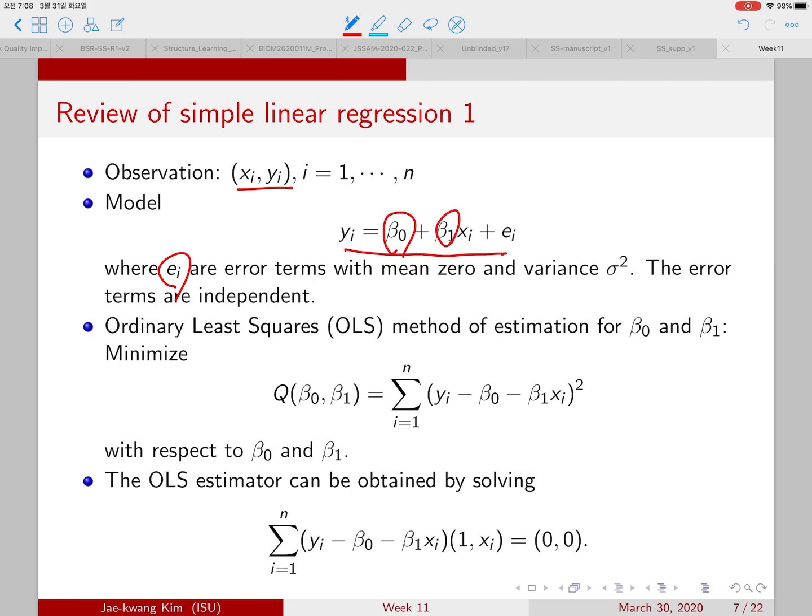One classical way of estimating the parameters is the ordinary least squares method, and it basically minimizes the sum of squares of the error terms. Mathematically, this is a function of the two unknown parameters beta 0 and beta 1. It's a quadratic function, so we can easily minimize it. So how to do it? We can actually compute this.